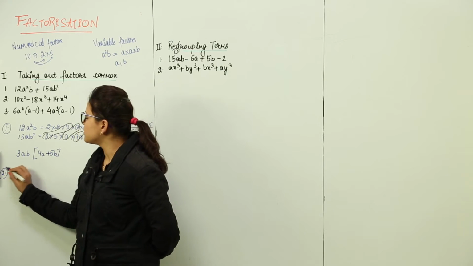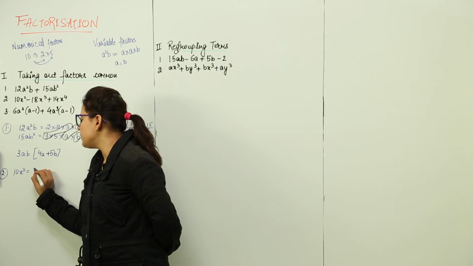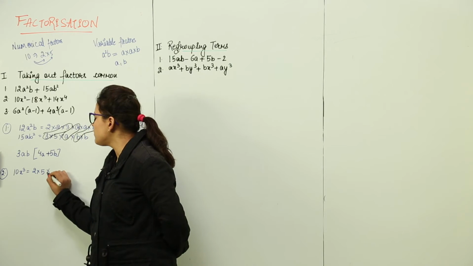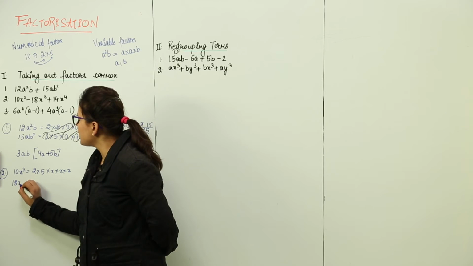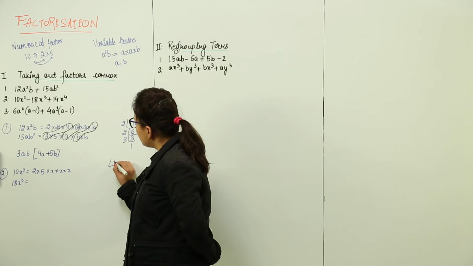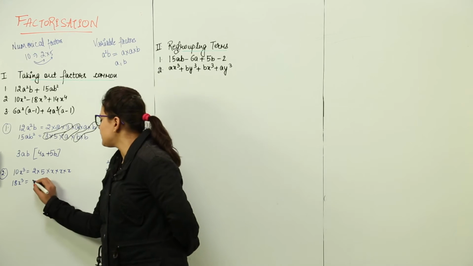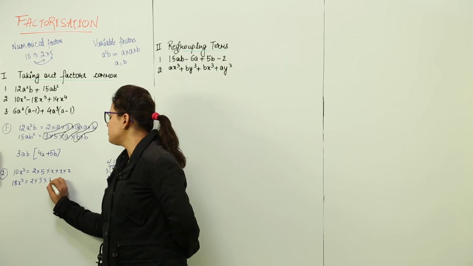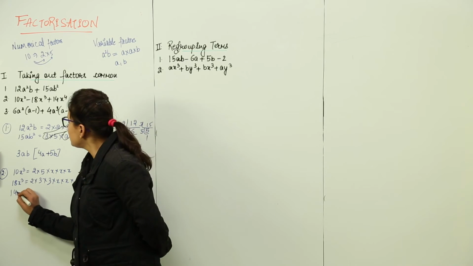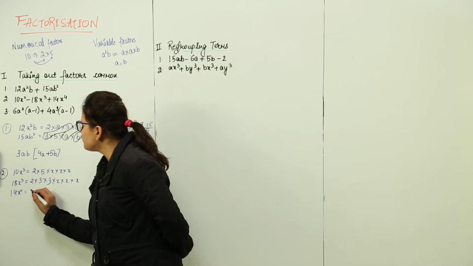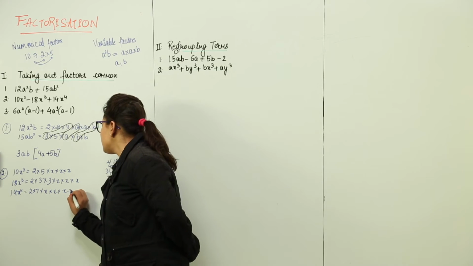Similarly, you will do the next question. In the next question we have 3 terms, so we will write factors for each term separately. Factors for 10x cube would be 2 into 5 into x into x into x. Next term is 18x cube. The factors for 18 would be 2 into 3 into 3 into x into x into x. The last term is 14x raised to power 4. The factors for 14 are 2 into 7 into x into x into x into x.